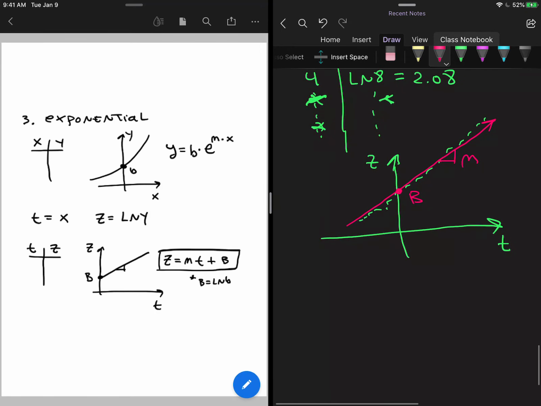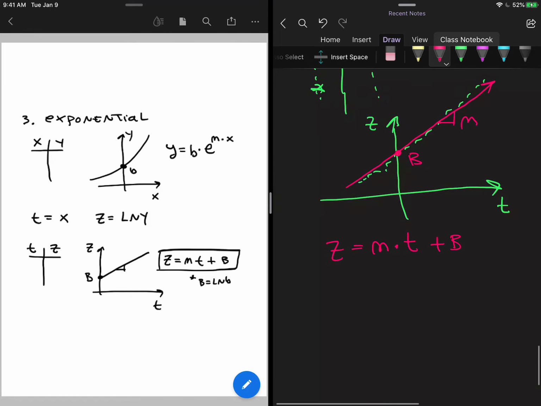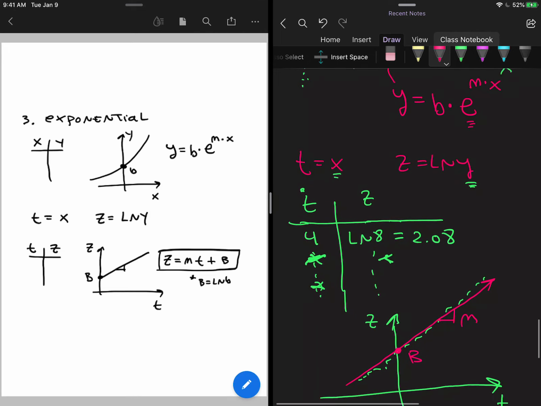So here, the equation for this line is going to be z equals the slope m multiplied by the independent variable t plus the y-intercept capital B. And the y-intercept capital B, that's actually going to be the natural log of the y-intercept from the original graph.